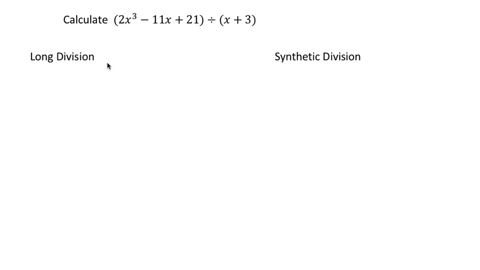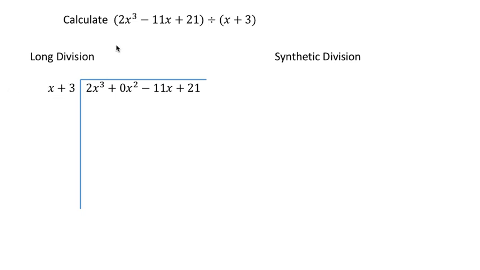So long division is just like long division you did with numbers. We'll put our dividend here and our divisor there. So the number on top of your fraction is here and the number you're dividing by is here. We have to put it in descending order of powers here just to make it easier. So there's no x squared here, so we put a 0x squared there just to make it clear.